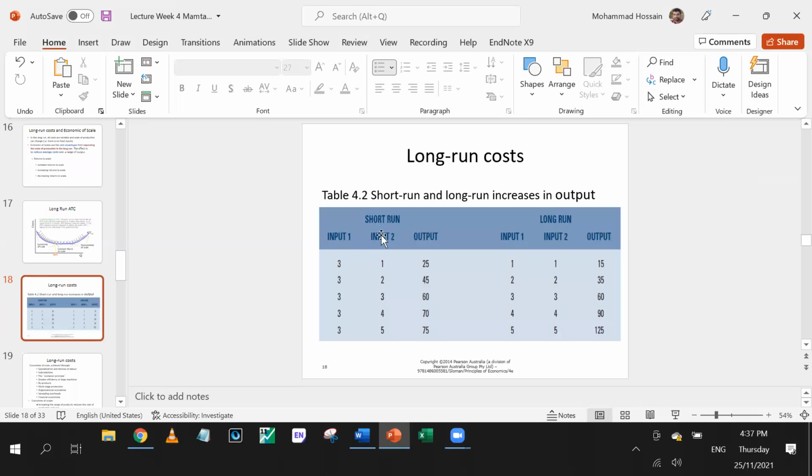So here is one example. They have given a long run and short run. You can see the input in the short run: input 1, input 2, and output. So there are two inputs. Input 1 remains the same, but input 2 is increasing, and you can see output is increasing too. But in the long run, both input 1 and input 2 will be changing, and you see output is changing too.